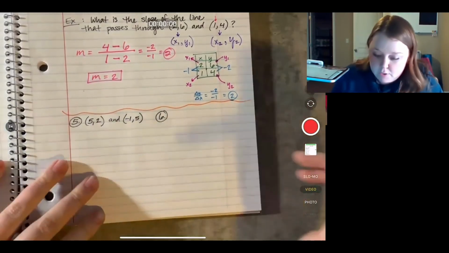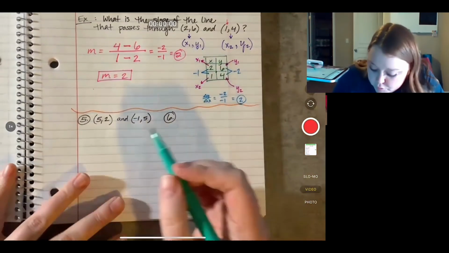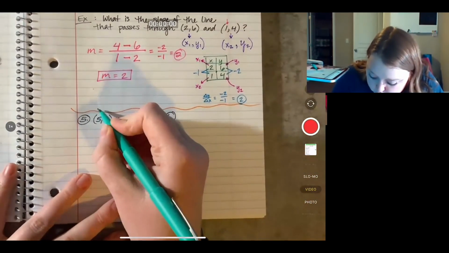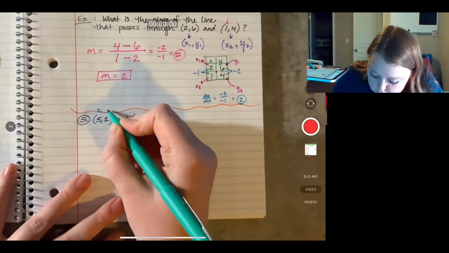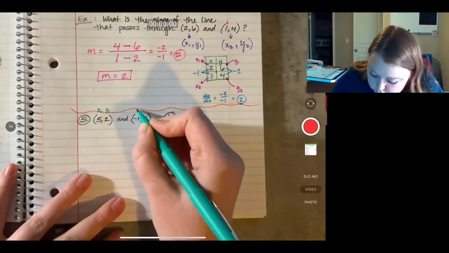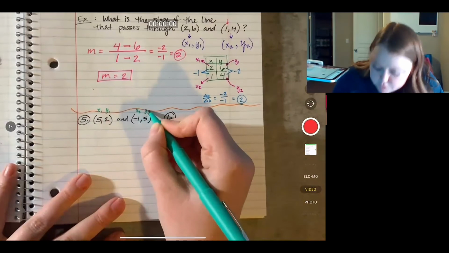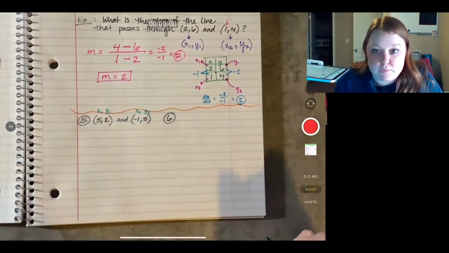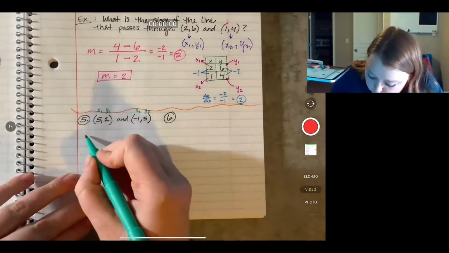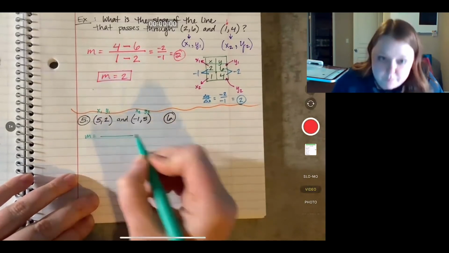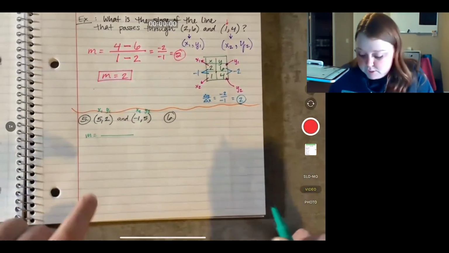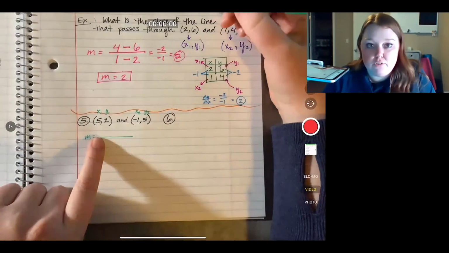Okay. So some of you might need to label. Here's your X1, here's your Y1, here's your X2, here's your Y2. Some of you might need to label that, especially when you're starting out, okay? But we are going to use the slope formula, okay? Big stuff here. So look at your formula up top.